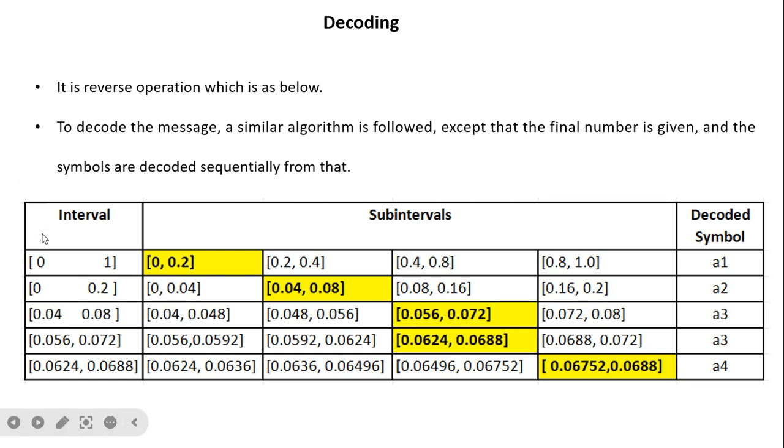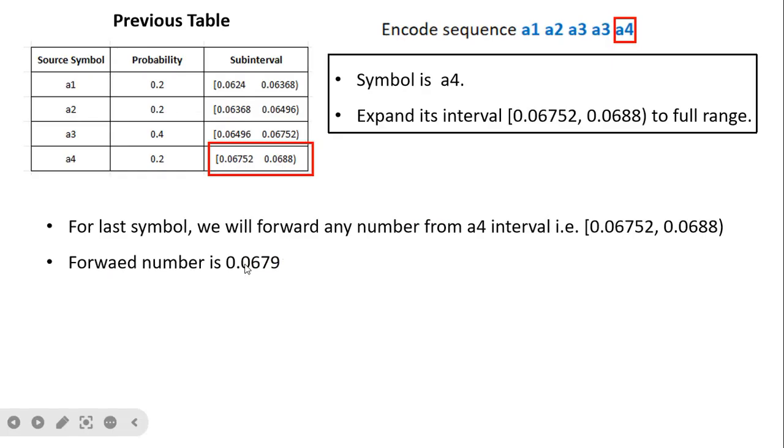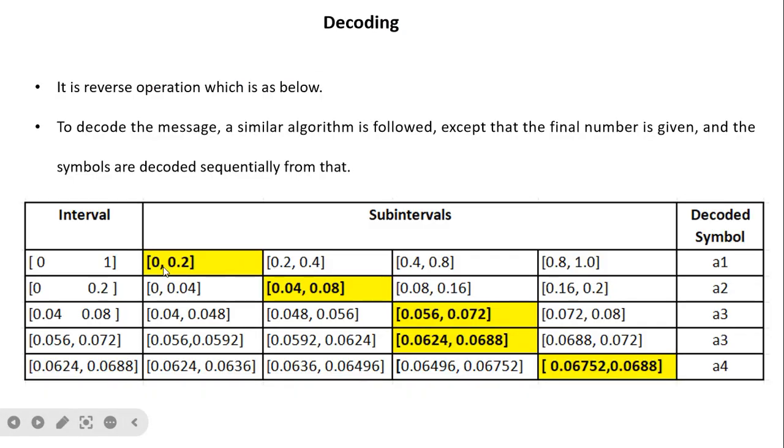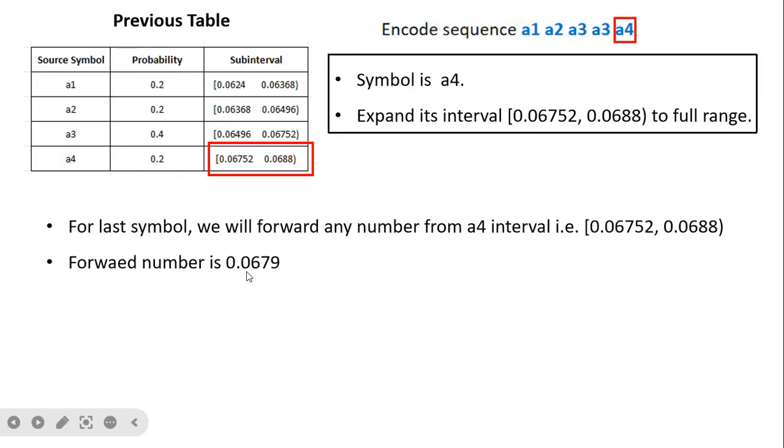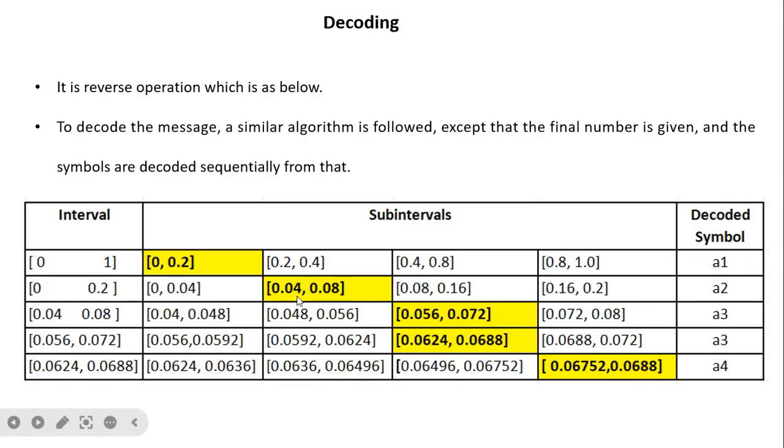Here the 0 to 1 interval is expanded like this. Now our number is 0.0679, so it comes between 0 and 0.2, and the A1 symbol gets decoded. Now we expand this interval 0 to 0.2 between all four symbols, following the same algorithm as on the sender side. Now our range is 0.0 to 0.08. See this value; it comes in this range, so A2 gets extracted. Now we expand this interval from 0.0 to 0.08.